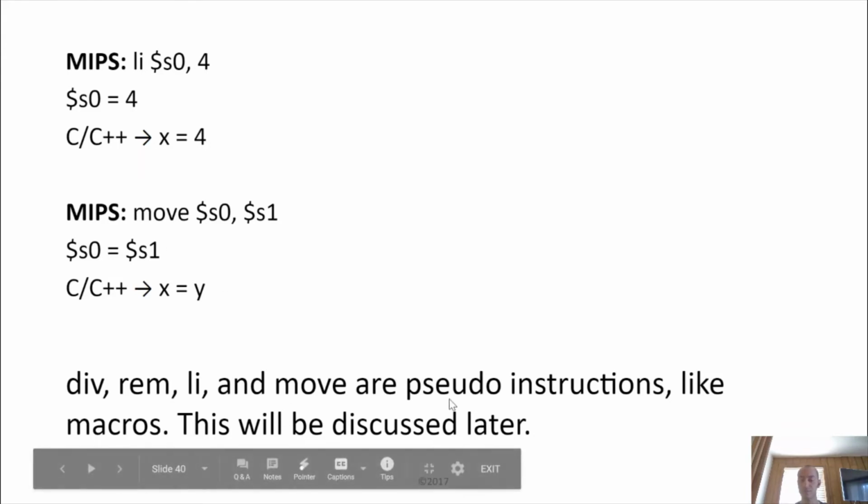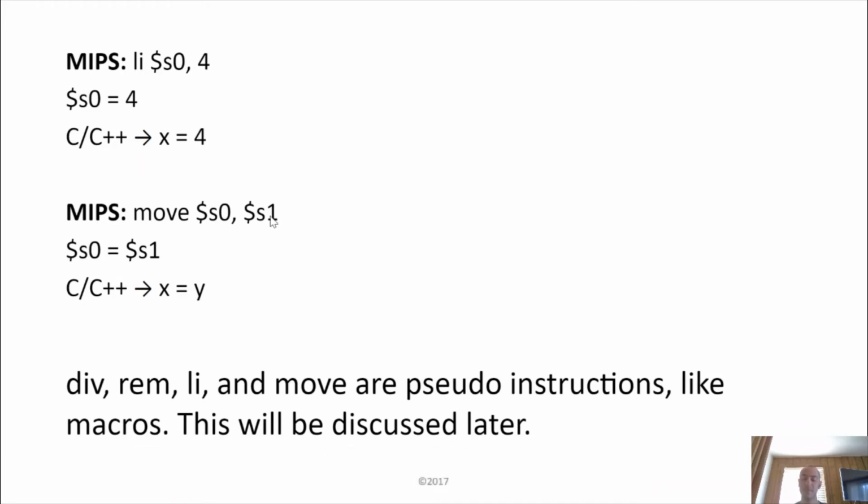So some of these are pseudo instructions. That means, for example, when you write this instruction, the assembler is going to convert this one to 2 or 3 different instructions. And we're going to see examples of that later.